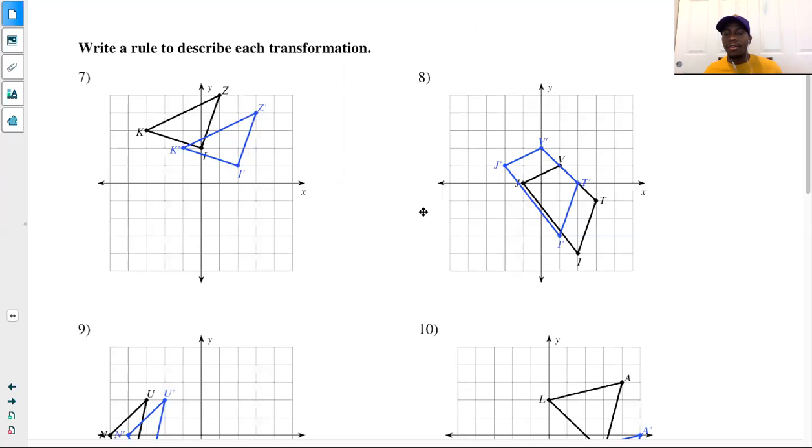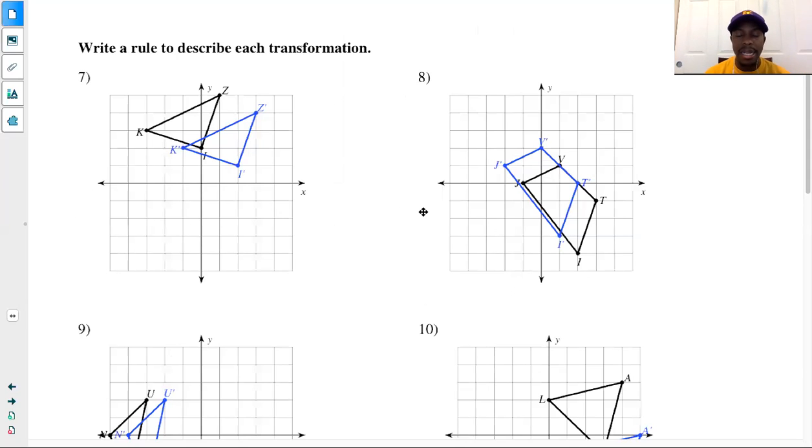Now 8 is a little bit different. Here, 8 is telling you to actually write the rule. Now I'm gonna write the rule 2 different ways, and the reason why is because you need to be able to write it in words as well as write it in its notation. Both need to be fluid in both.